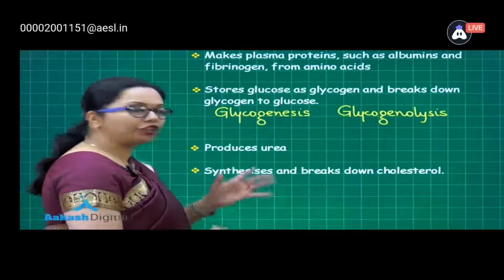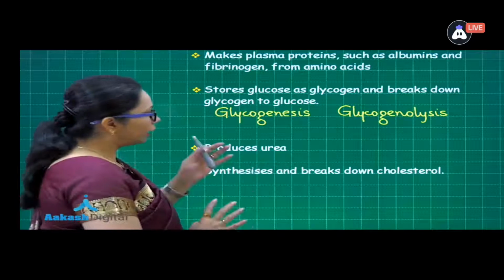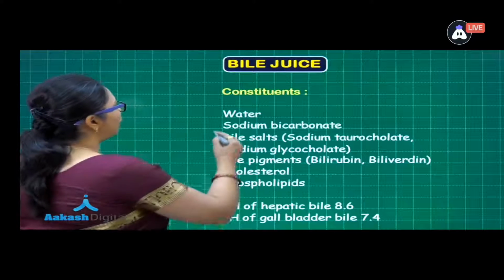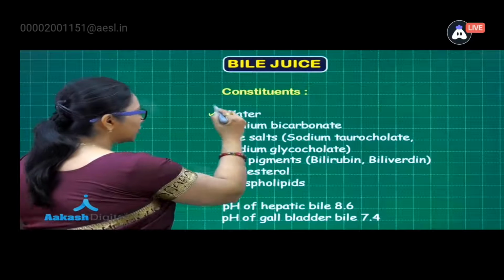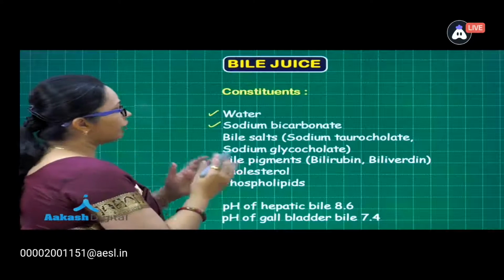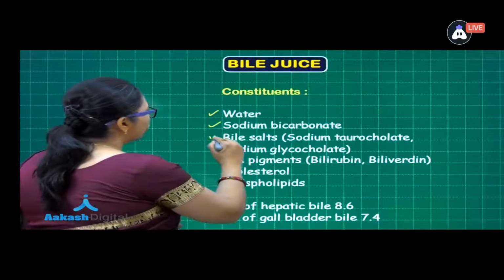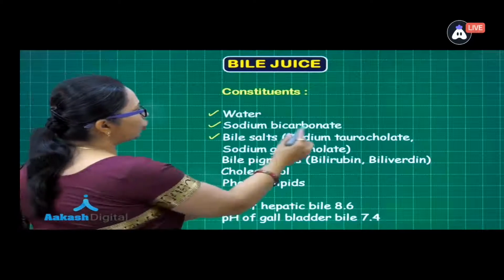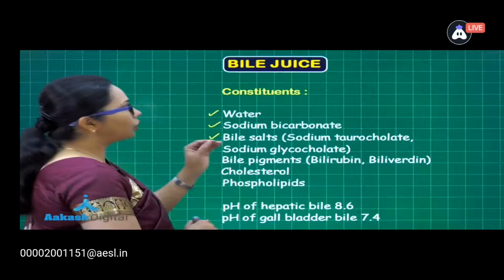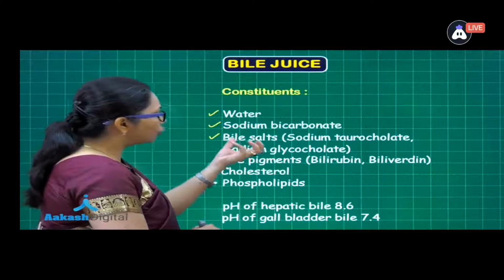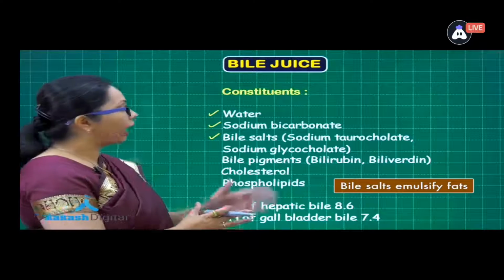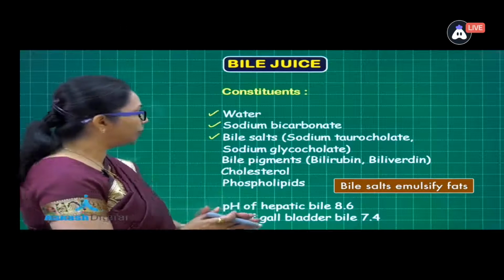Now after going through the functions of the liver, let us see the constituents of bile juice. So here we have the constituents where, of course, just like any other secretion, there is water. Then there is sodium bicarbonate, giving it the alkaline nature. There are bile salts, and these are two of them, sodium taurocholate and sodium glycocholate. Now this is the most important aspect of bile juice, because these bile salts are responsible for the emulsification of fats, and without emulsification the fats cannot be digested.